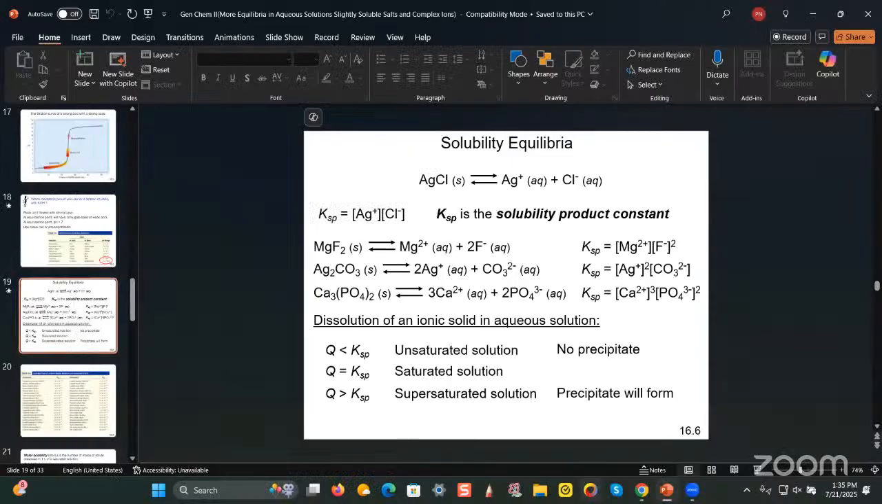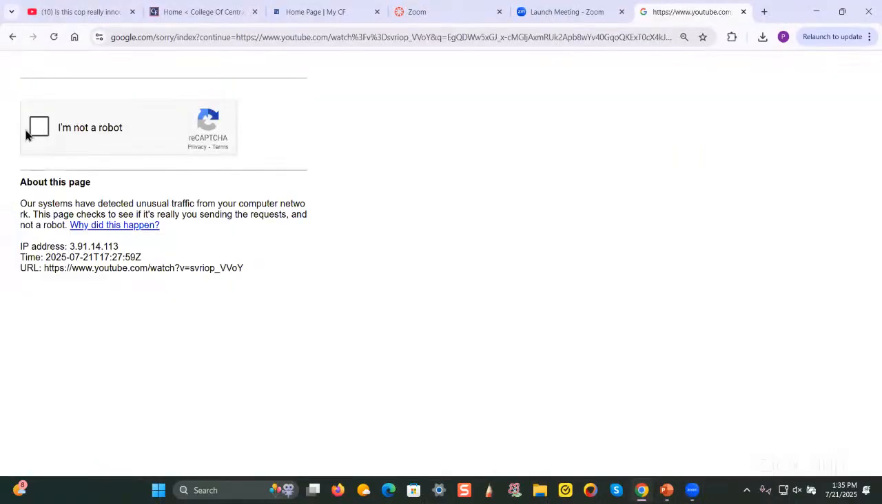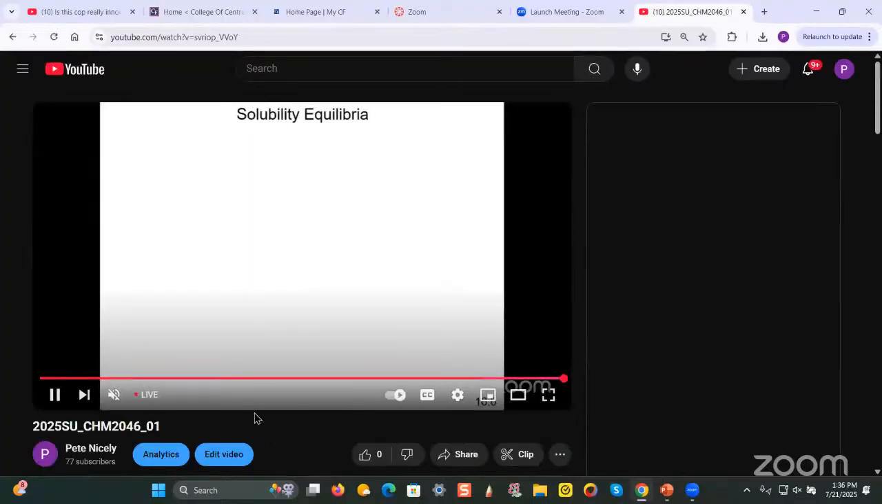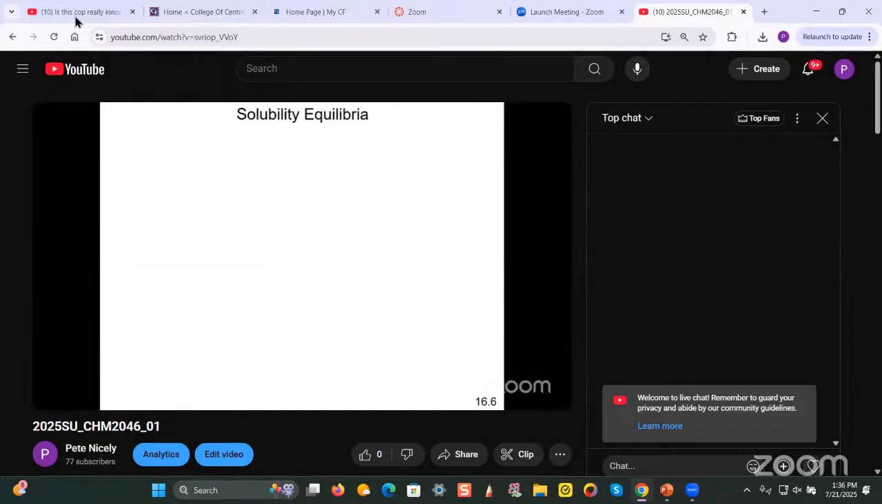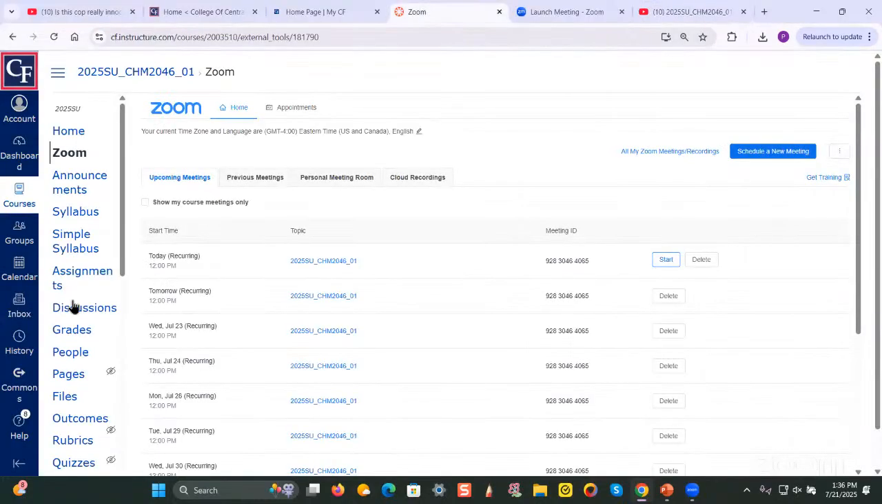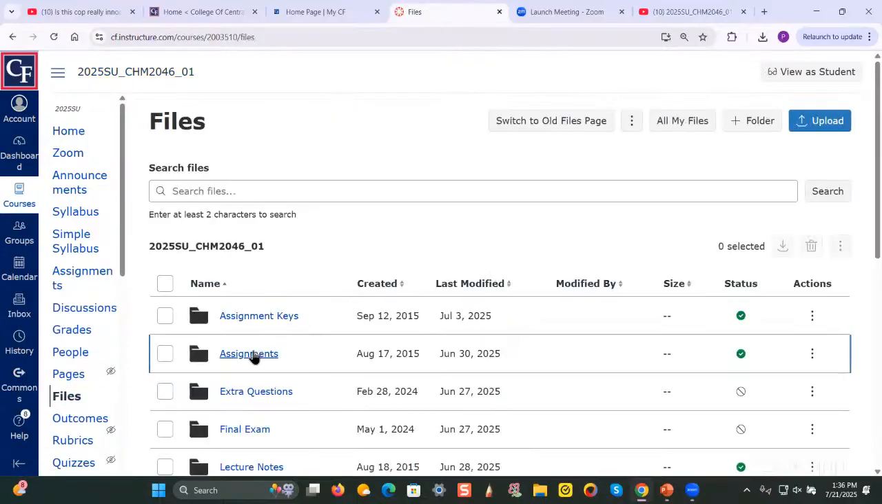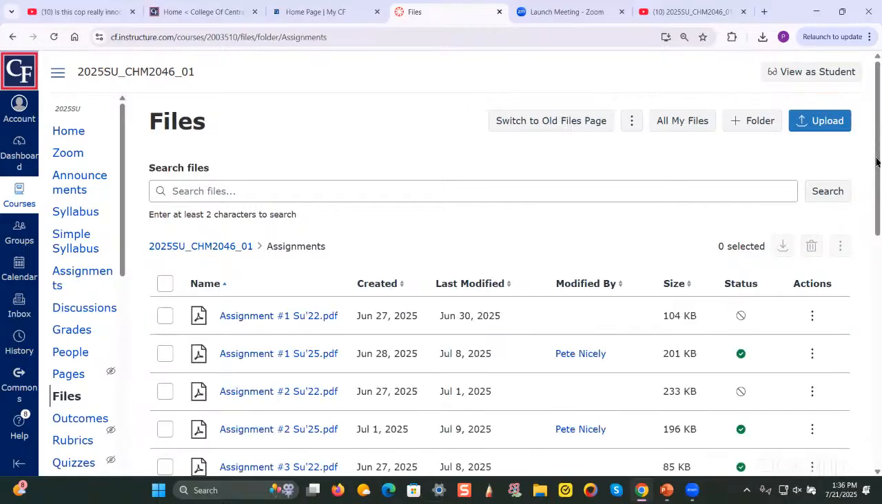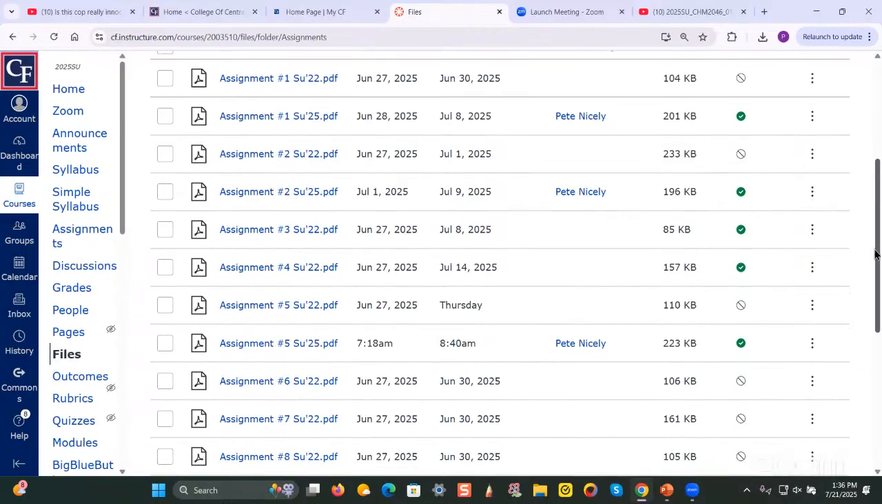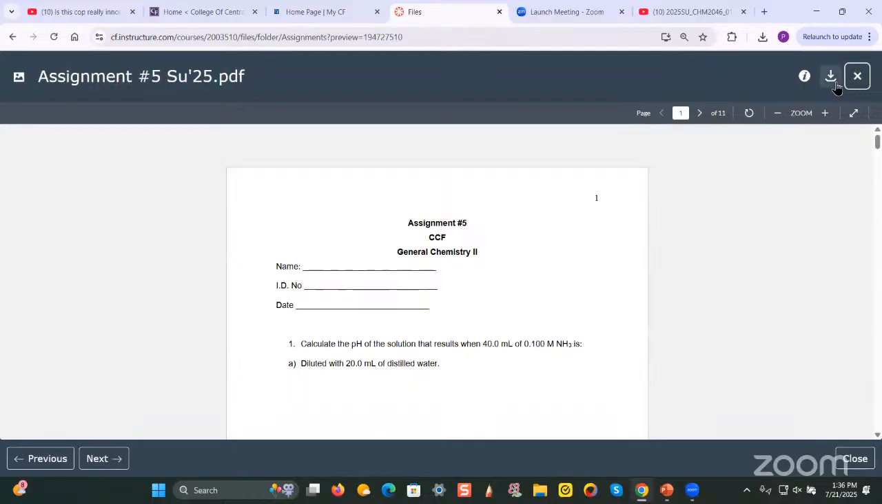And let me see if I can bring up that same assignment on the screen. There's nobody online, so I don't know. Oh shoot. Okay. It looked like I jumped the gun in terms of the recording. Okay, so let me go to files, and let me go to assignments, and let me go to, what is it now? Assignment number 5. And download.